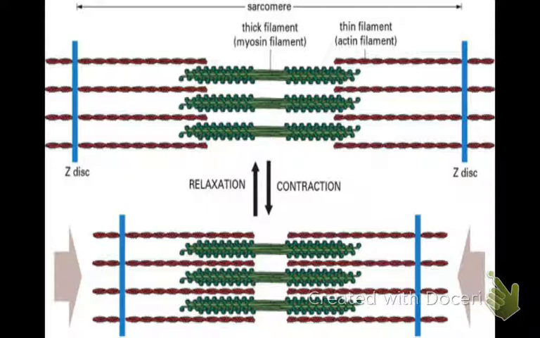Here's an up-close view of your myosin. And remember, myosin is thick, and those actin filaments are thin. And you can see in this diagram how the Z lines, or the Z disc, actually get closer to each other when a muscle is contracted. And that's because the degree of overlap between the actin and the myosin increases.